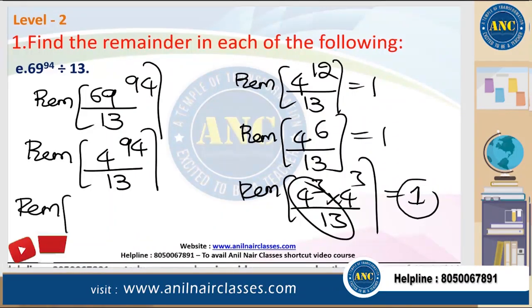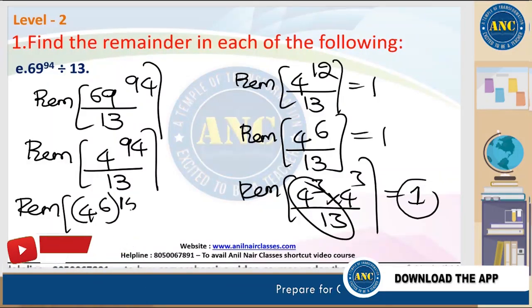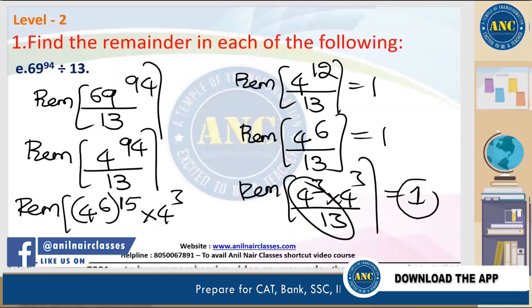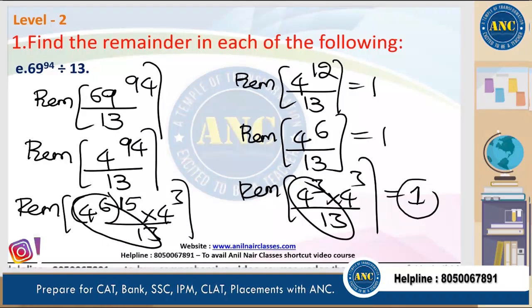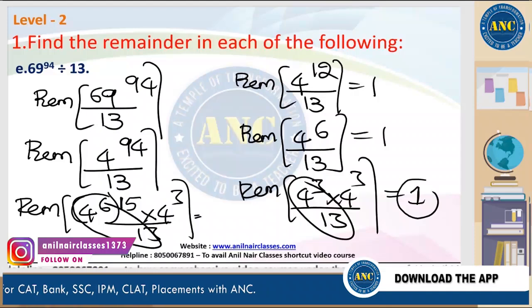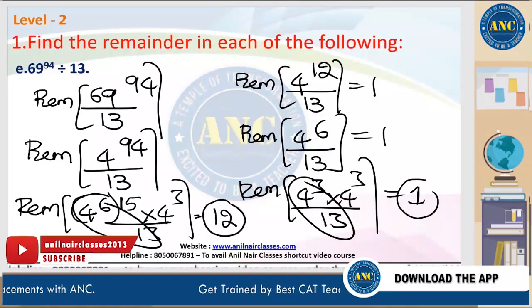So if I use 6, 4 power 6, 6 15s are 90. Next is 4 cube by 13. 64 by 13. 13 4s are 52. Answer is 12. I hope it is clear.